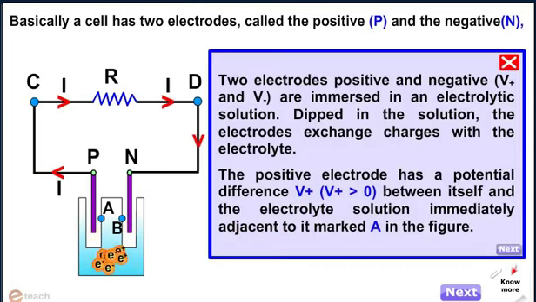Here you can see two electrodes, positive and negative, immersed in an electrolytic solution. Dipped in the solution, the electrodes exchange charges with the electrolyte. The positive electrode has a potential difference V plus, which is greater than zero, and this potential difference is between itself and the electrolyte solution immediately adjacent to it, marked A in the figure.